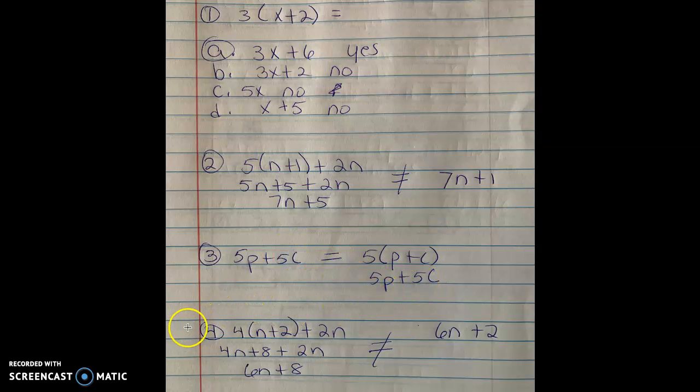Question number 4. I have to use the distributive property, so 4 times n is 4n, 4 times 2 is 8, plus 2n. Then I'm going to combine like terms. 4n's plus 2n's is 6n's plus 8. Notice that is not the same as 6n's plus 2.